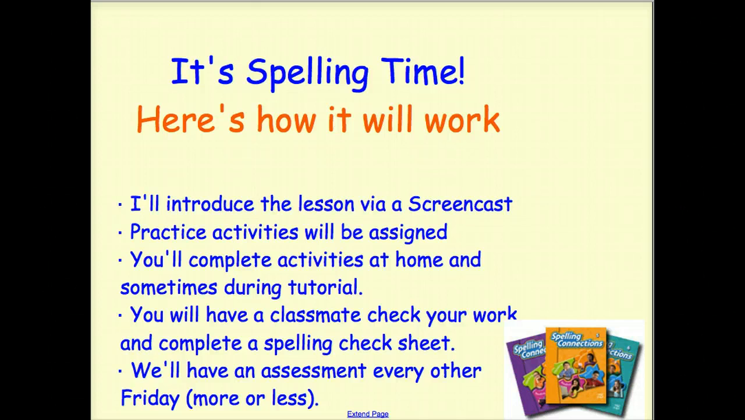When you finish the practice activities, you will have a classmate check your work, and you'll complete a spelling check sheet, which I will go over with you in the classroom, but you'll be familiar with those. You'll be using a spelling check sheet every week, and we'll have an assessment or a quiz, a test, whatever you want to call it, on the assigned spelling words about every other Friday. So it'll probably be about 2 units worth of spelling words, sometimes 3 units worth of spelling words in a test that'll be given about every other Friday, sometimes every 3 Fridays.